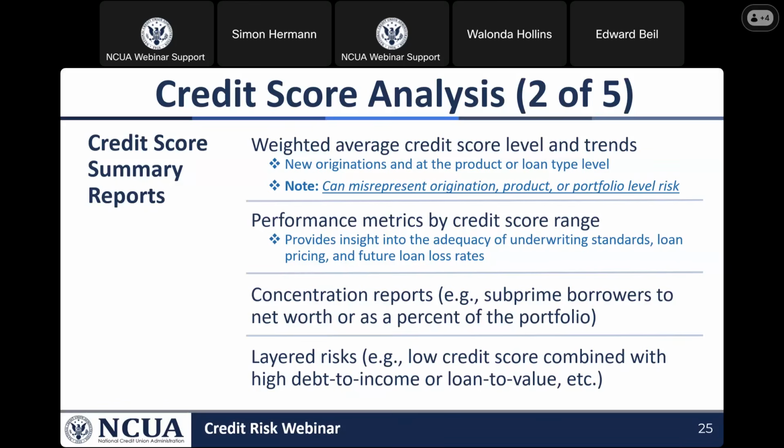Layered risk reports aggregate multiple risk factors, which can provide insight into the highest risk parts of the loan portfolio. This could include stratifying the portfolio by credit score, debt to income, and loan to value data. Since credit scores generally provide insight into the probability of default, debt to income provides insight into the ability to repay, and loan to value provides insight into loss given default. Stratifying the portfolio by these metrics can provide useful information about the sections of the portfolio with the highest risk of loss. Next slide.